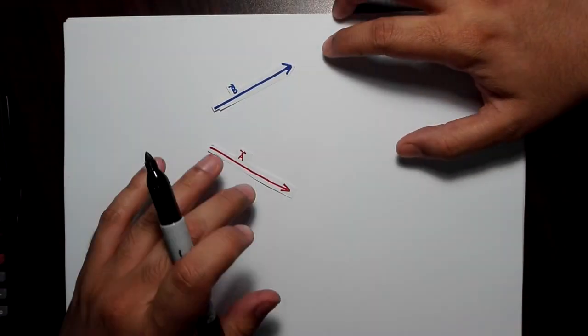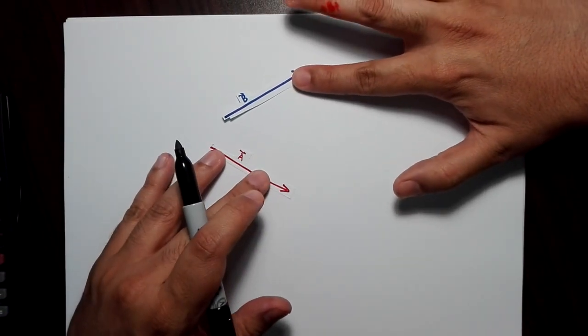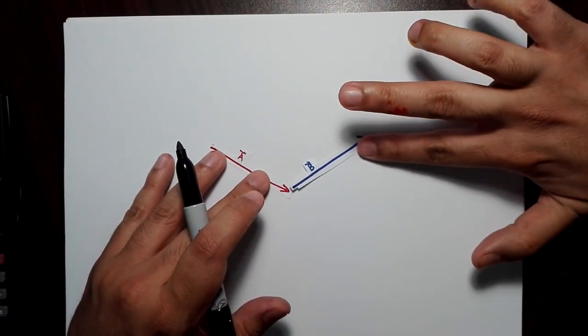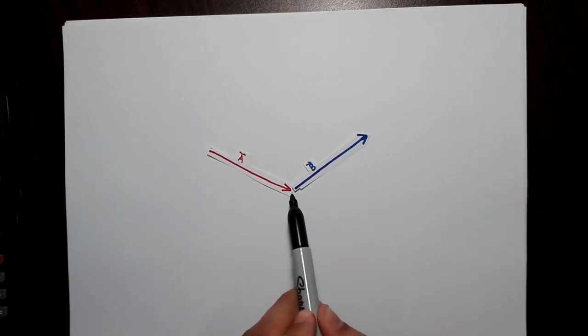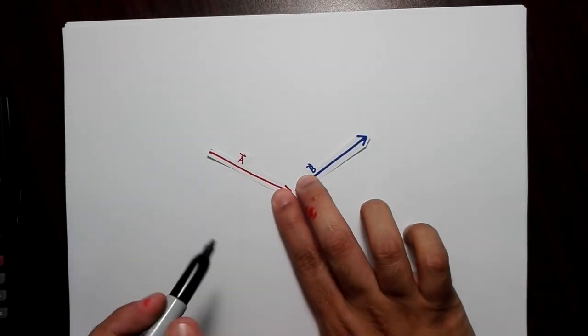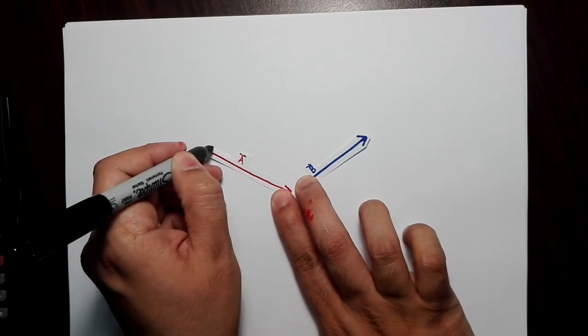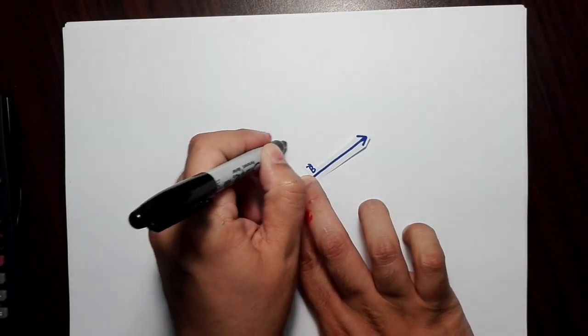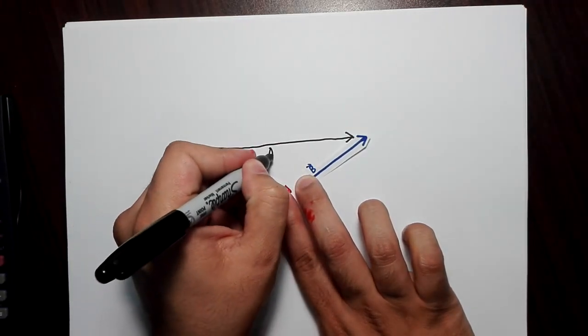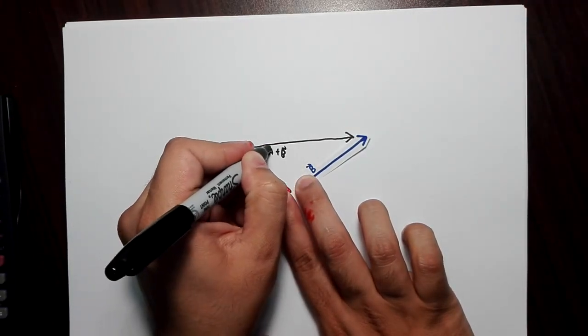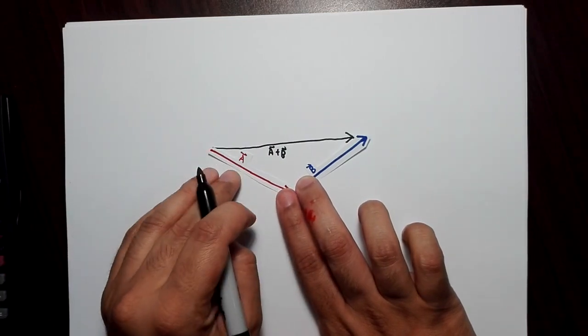You will take this guy B, right, and bring it over here. You put the tail of B on the head of A, and then you join the tail of A with the head of B. So that's your resultant vector A plus B. Okay. Now this stays the same.